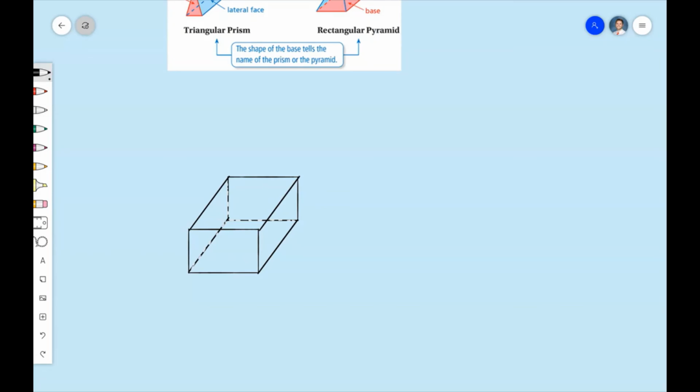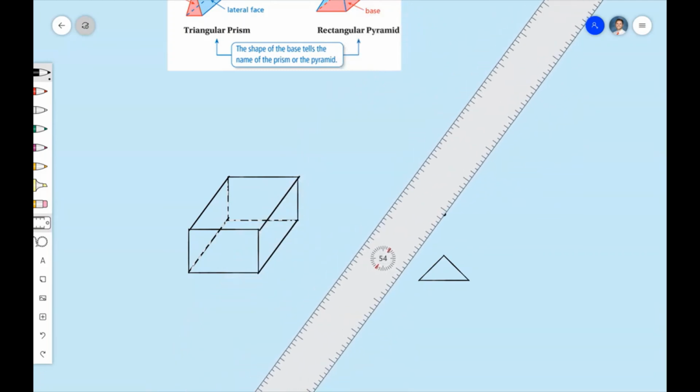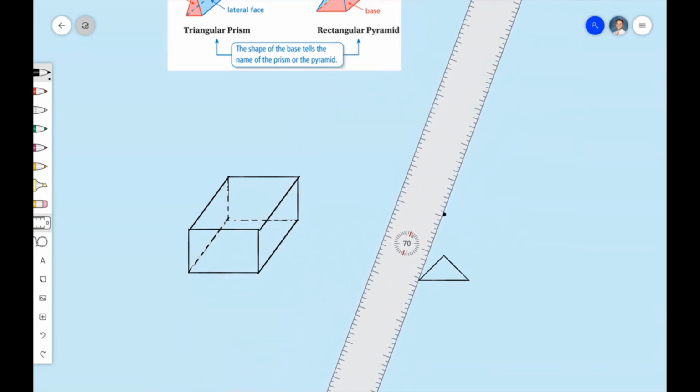Let's try another one with a triangular pyramid. So we'll start by drawing a triangular base as well as a point. So here's our triangular base, and then we want a point above like this, and then we will connect the vertices of our triangle to that point. So for each vertex here, we'll draw a line to connect.